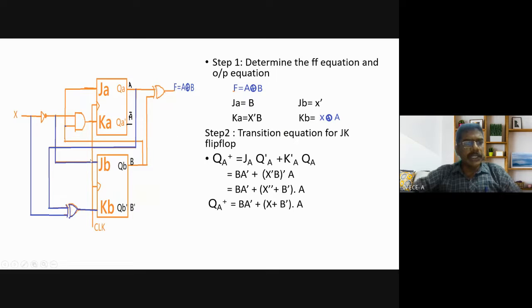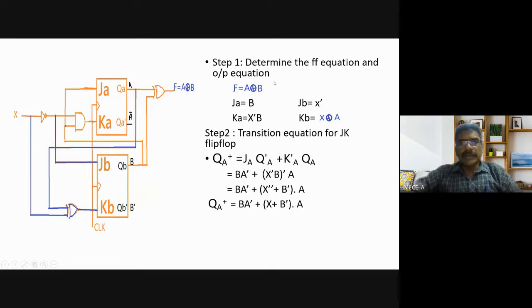Similarly, JB equals x dash. Simply follow the line of JB. x is inverted, so x dash is JB. KB means you have x and A as the two inputs, so A XOR x is KB. This is what I have written, x XOR A.